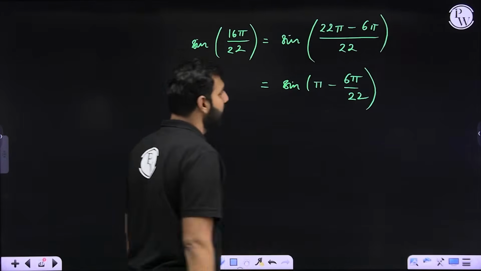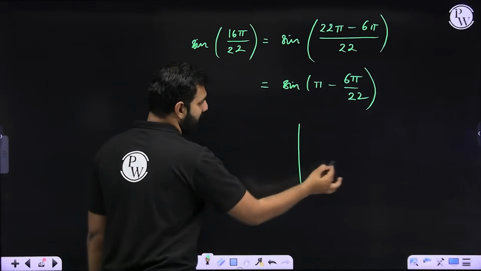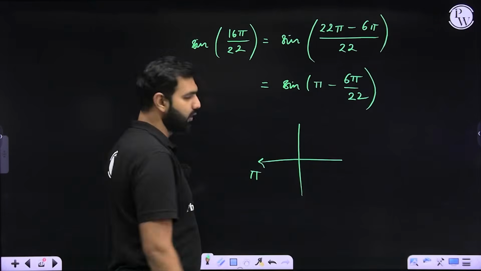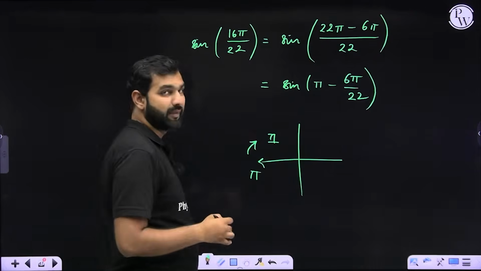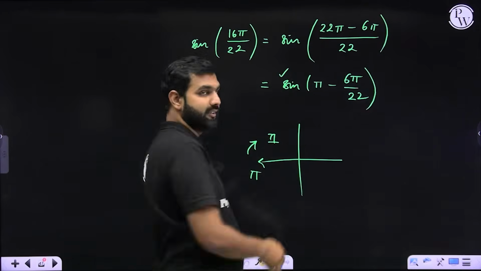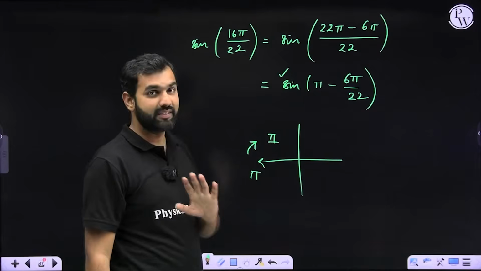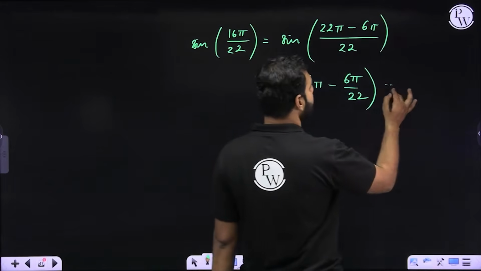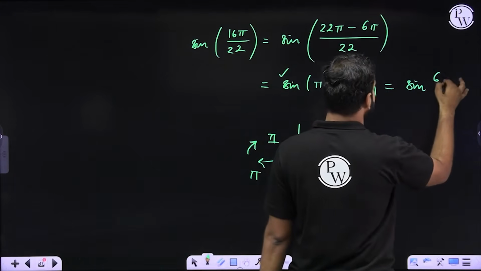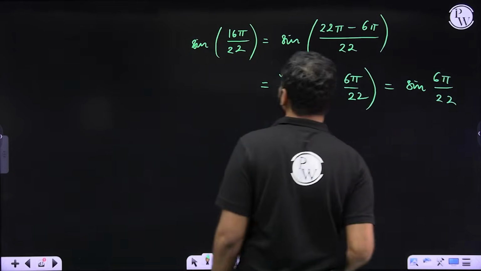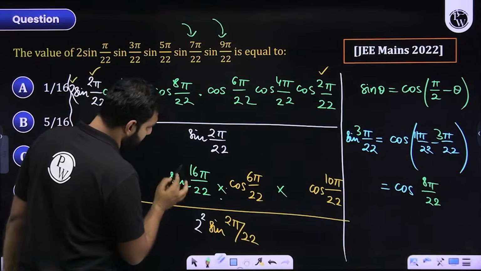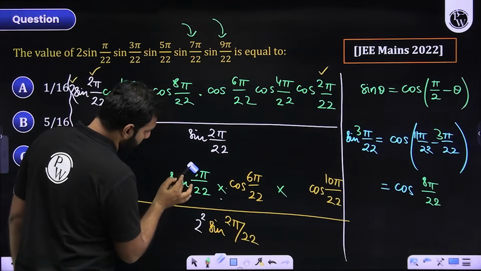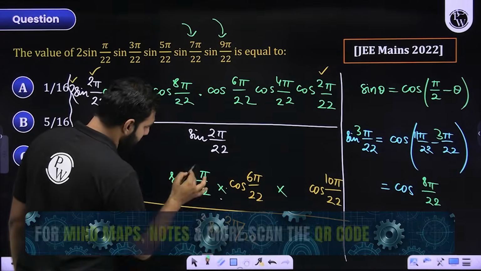Did you get that? And we know where we have this pi. This pi lies on the negative x-axis. So pi minus anything will push me into the second quadrant. In the second quadrant, sine is positive. This pi is on the x-axis, which means the ratio wouldn't change. So sine pi minus theta should be sine theta, which is sine 6 pi by 22. So sine 16 pi by 22 can be replaced by sine 6 pi by 22.